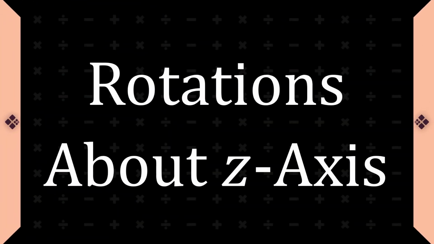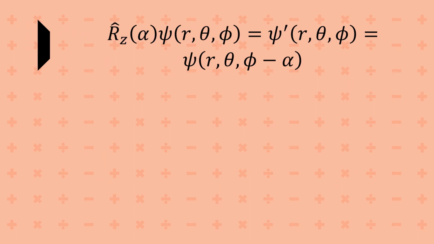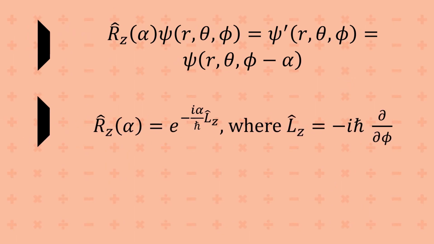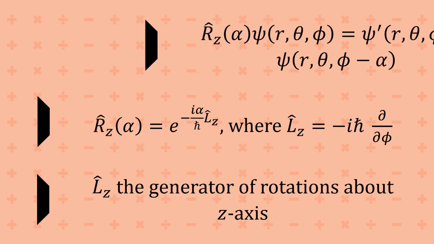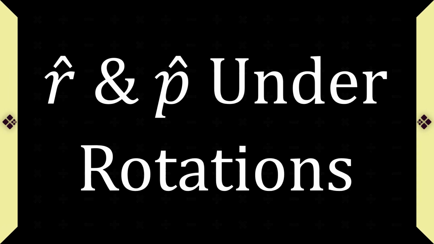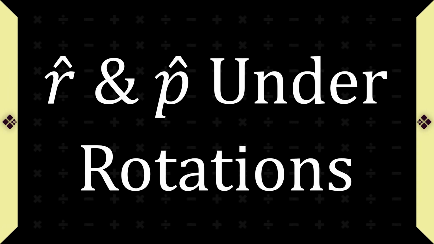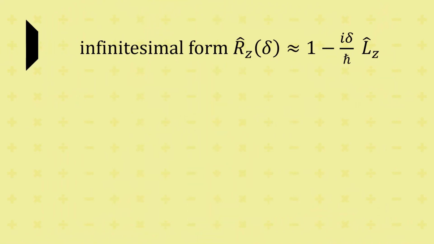Now, let's move on to discussing rotational symmetry. First, we'll discuss rotations about the z-axis. The operator that rotates a function about the z-axis through an angle alpha is expressed in polar coordinates using this equation here. We can show that this operator takes on this exponential form where L hat z is the z component of the angular momentum.